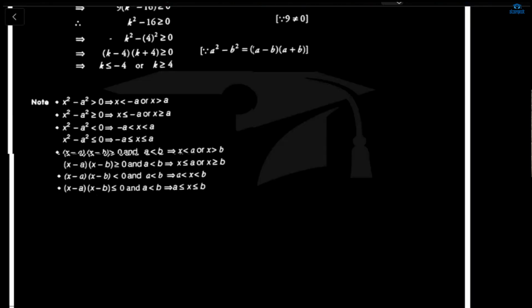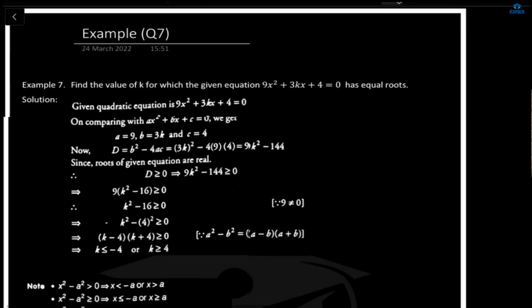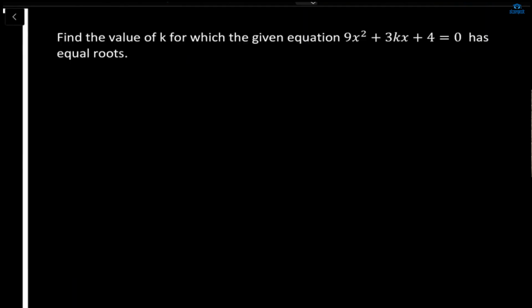Now let's see one more question on this. Okay, question number 7. One more question we will do and it will be clear. Find the value of k for which the given equation has equal roots. Again, it is said that equal roots. Equal roots means b square minus 4ac will be equal to 0. Since the roots are equal, therefore b square minus 4ac will be equal to 0, so the value of d will be equal to 0.